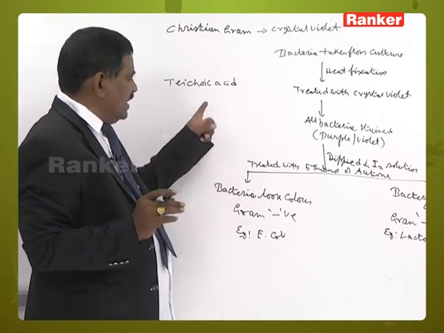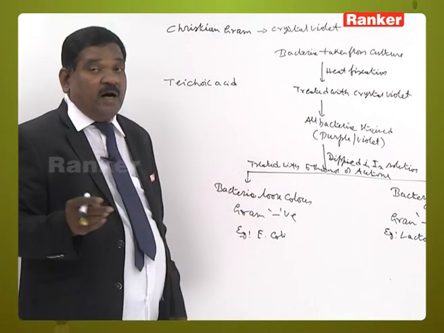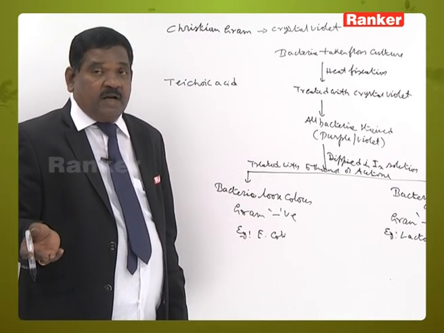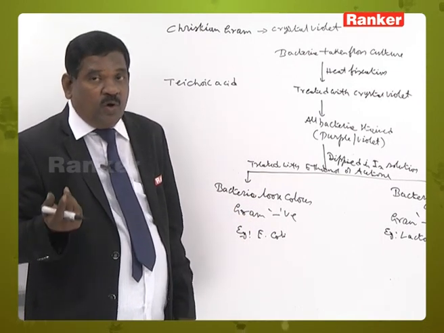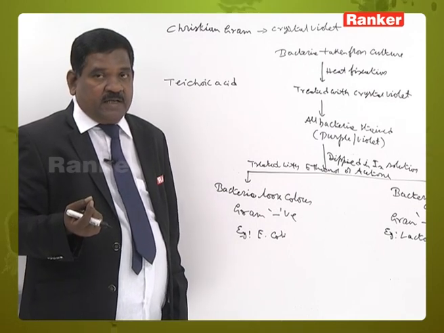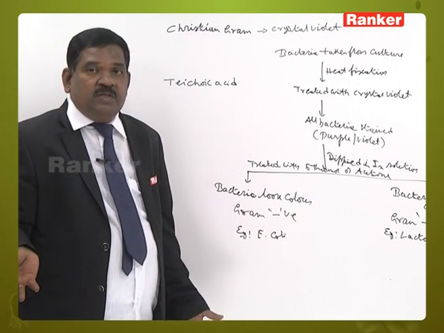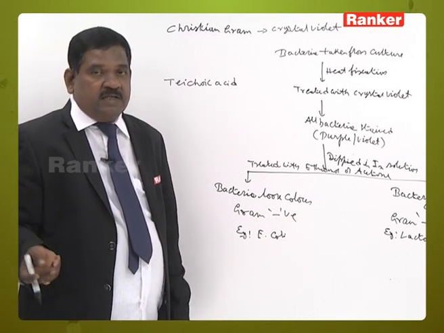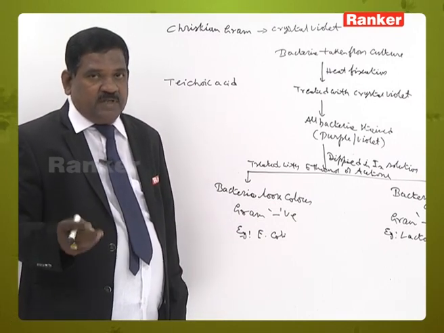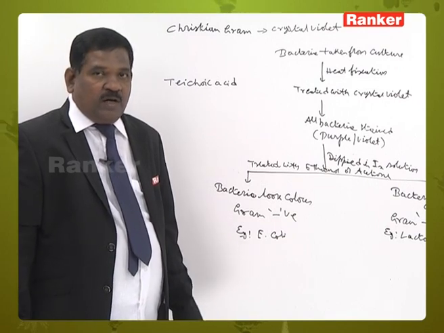But teichoic acid is absent in gram negative bacteria. So, in gram negative bacteria, the cell wall does not hold the stain particles. When treated with acetone or ethanol, it loses the stain particles easily. That is the gram staining procedure. That's about the cell wall.